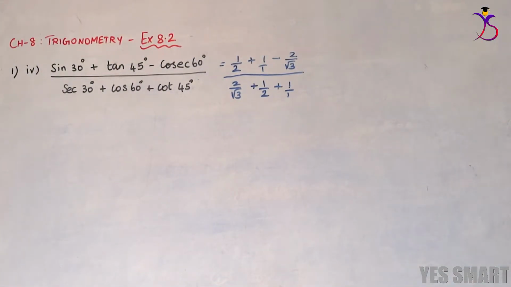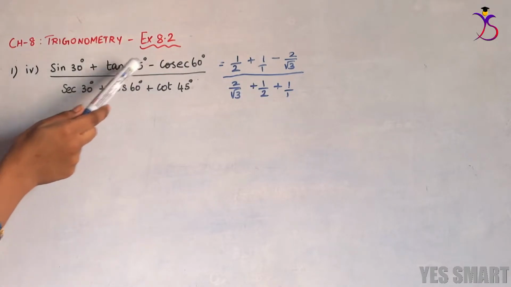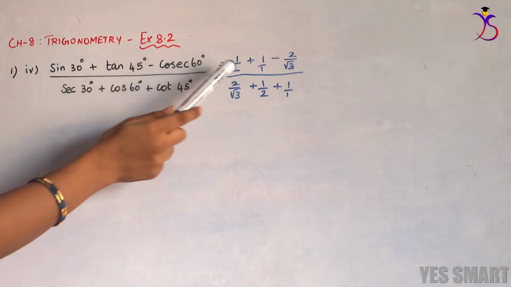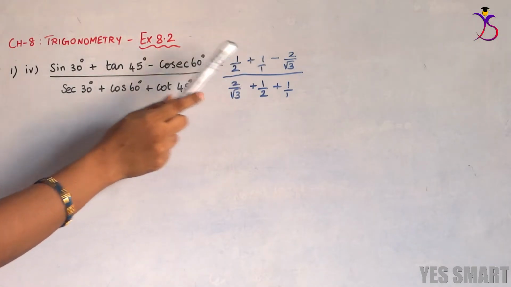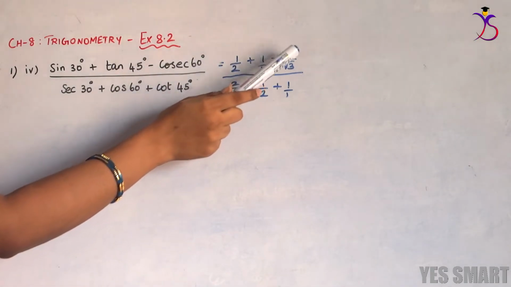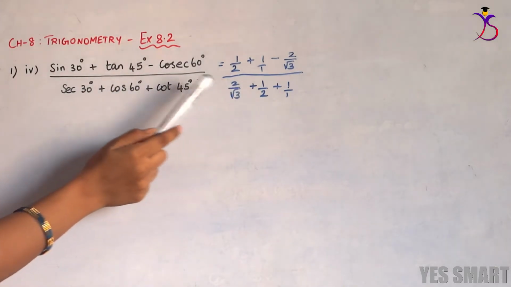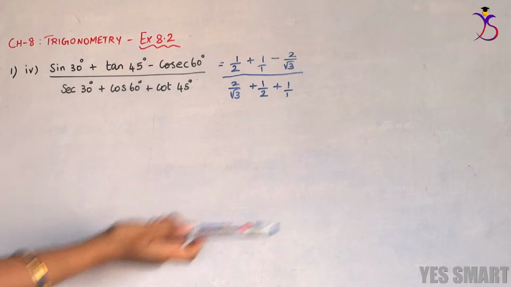First sum, fourth subdivision. It is given that sin 30 plus tan 45 minus cosec 60 by sec 30 plus cos 60 plus cot 45. So I have just substituted the values. Sin 30 is 1 by 2, tan 45 is 1 by 1, cosec 60 is 2 by root 3, sec 30 is 2 by root 3, cos 60 is 1 by 2, cot 45 is 1 by 1.